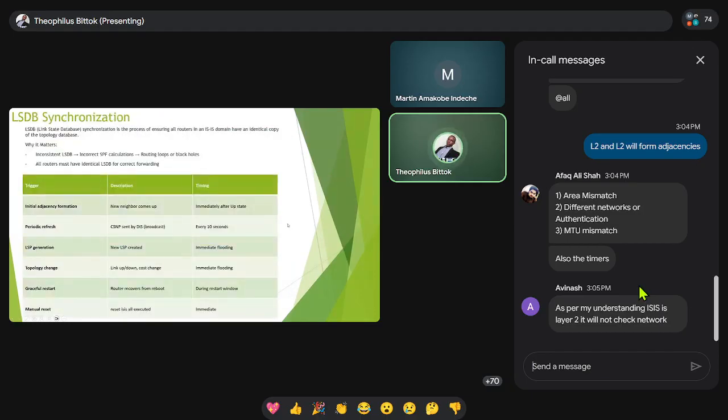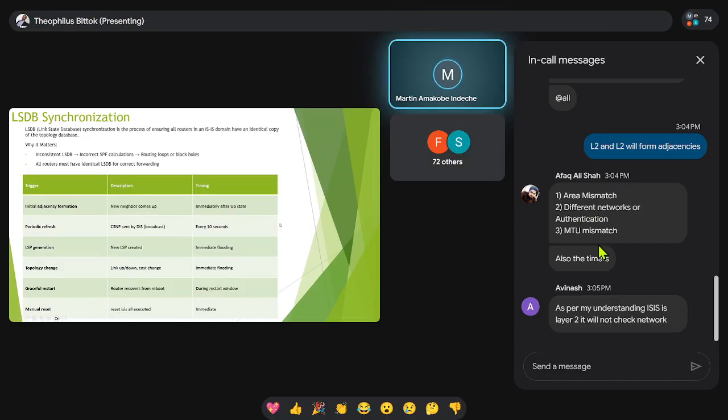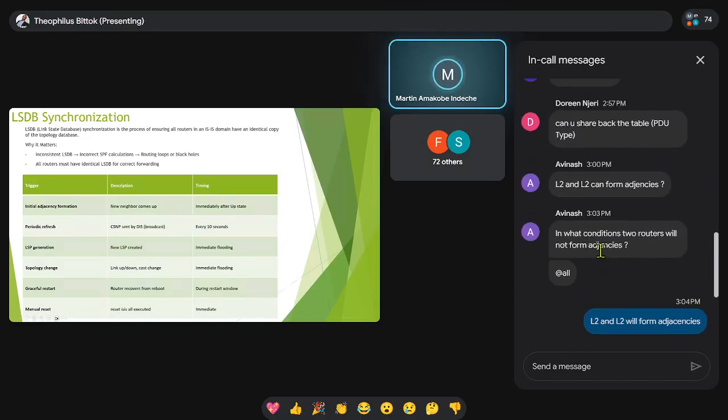So the next thing that we are going to check is on the LSDB synchronization. Okay, you can take a pause, there are some questions on the chat, so that maybe we can handle a few questions before you proceed.